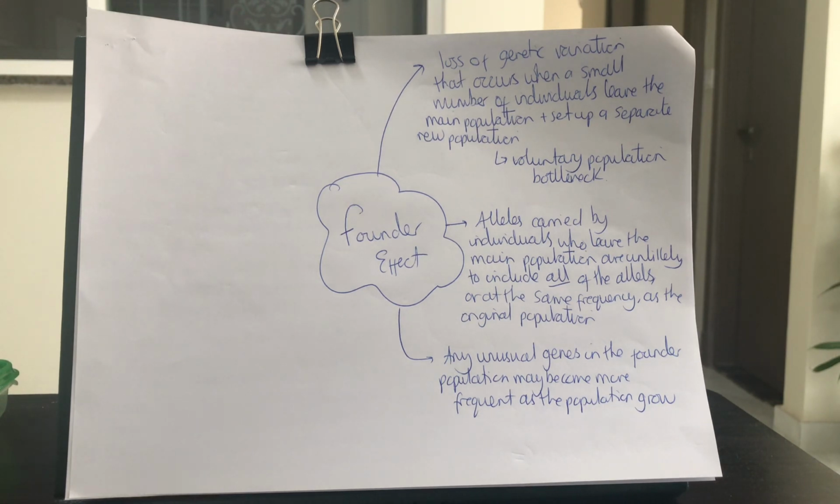Now, we wouldn't class Amish people as a new species at all. That's just an example of how the unusual gene can become more frequent. But if it were to carry on to a particular point, then it is possible that your founder effect could result in an entirely new species.